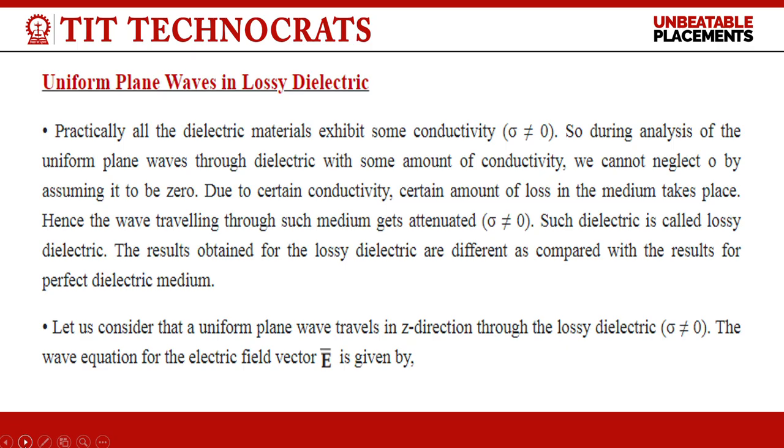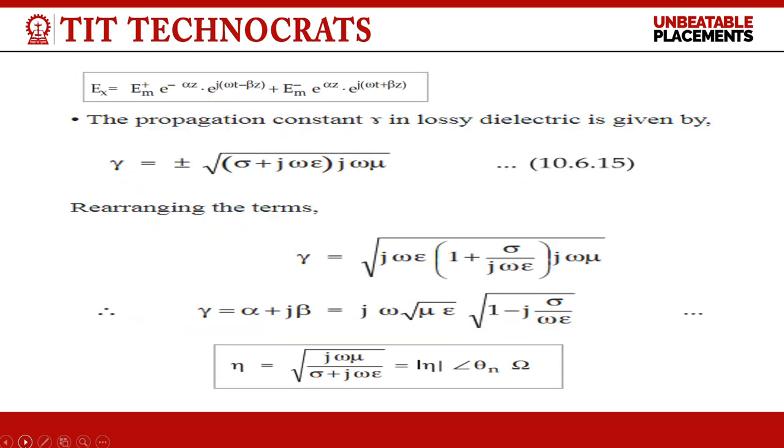Let us consider a uniform plane wave travelling in the z direction through a lossy dielectric. The wave equation for the electric field vector E is given by Ex is equal to Em e to the power minus alpha z times e to the power j omega t minus beta z, plus Em times e to the power alpha z times e to the power j omega t plus beta z.